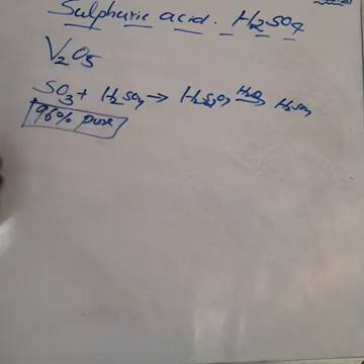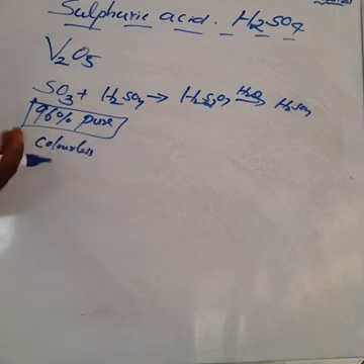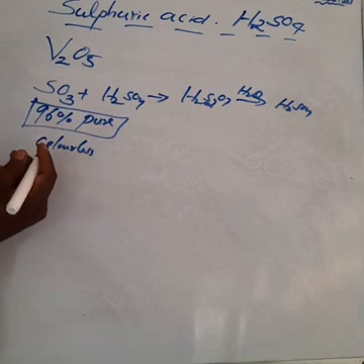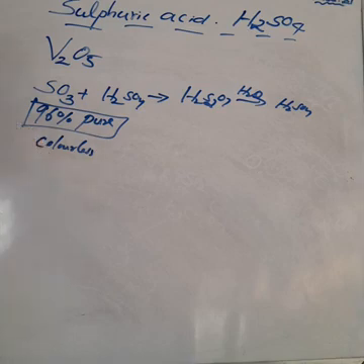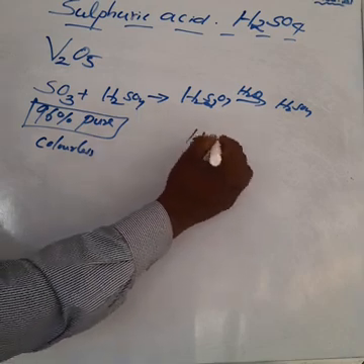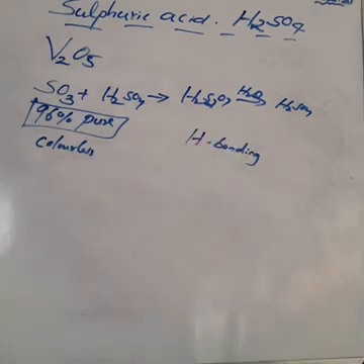Then what are the physical properties of sulfuric acid? Sulfuric acid is a colorless, viscous liquid with a high boiling point. The sulfuric acid molecules are associated through hydrogen bonding. What is hydrogen bonding? A hydrogen combines with another element. Okay.